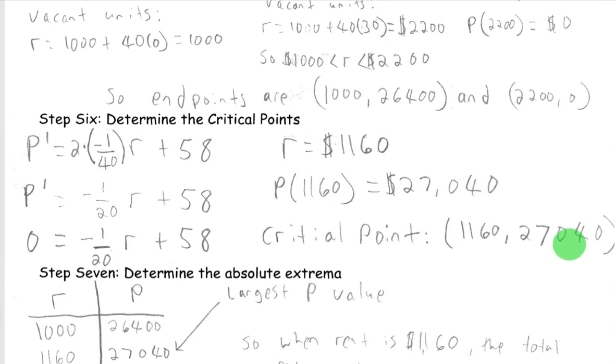Here's a critical point. And again, if you compare that with your endpoints, you'll see that this critical value yields more profit. It yields $27,040, which is actually a little bit more money than if you keep it at the base price of 1,000. So you're going to end up making a little bit more money if you charge $1,160 for rent. So at this point, again, you can compare the critical point with the endpoints to see which one gives you the most. That's going to lead us to step 7, which we've already alluded to.